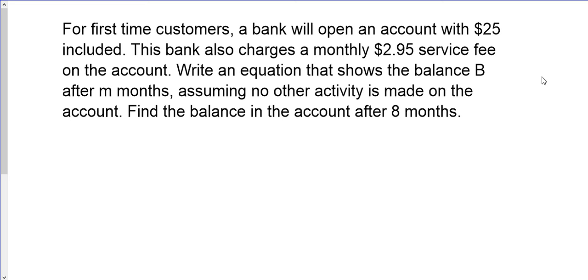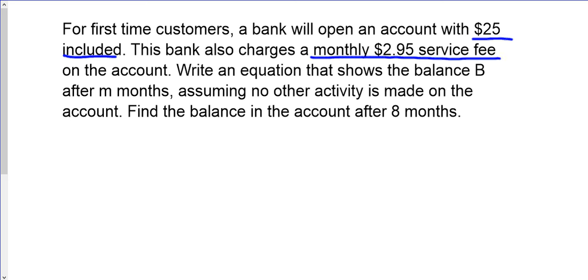So first off, here we have a problem where it says first-time customers. Whenever you do a problem like this, I always like to underline or write down the keywords. So as you're following along, maybe you want to read through it first, try it out, underline the keywords, and try to pick out the things you need. First-time customer, a bank will open an account with $25 included. That's important to know. This bank is also charging a monthly $2.95 service fee on the account.